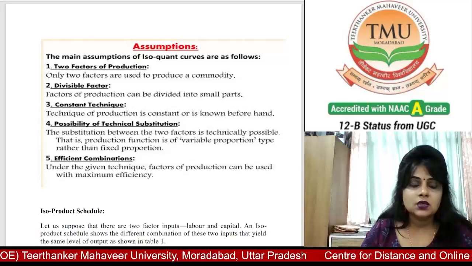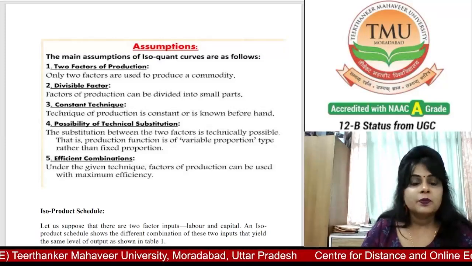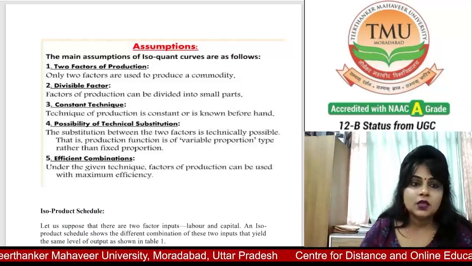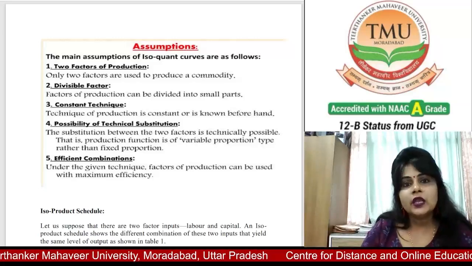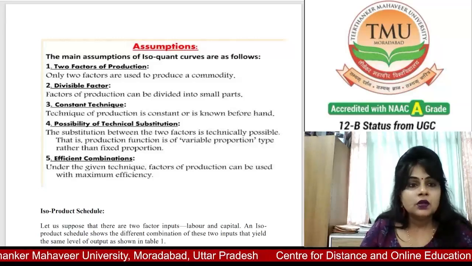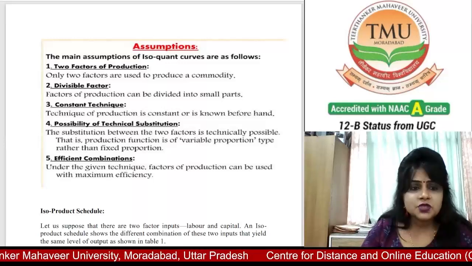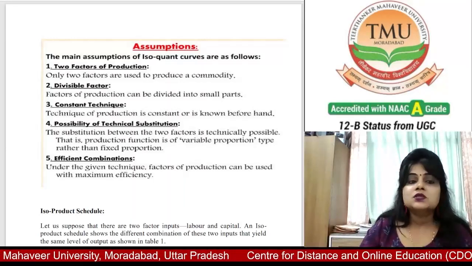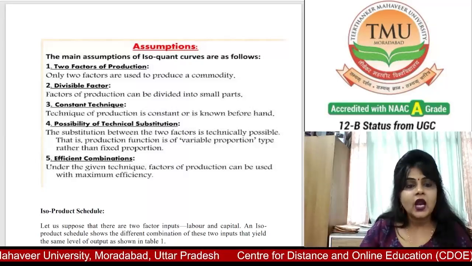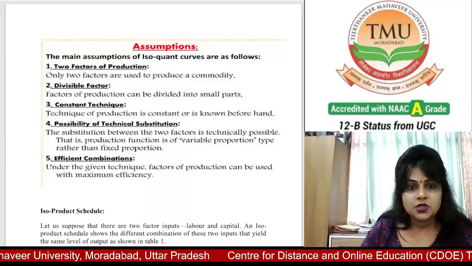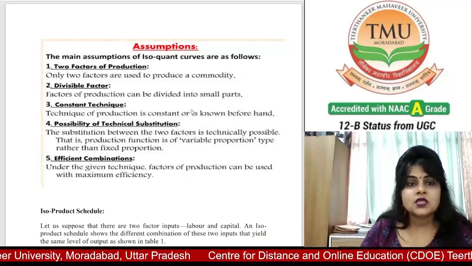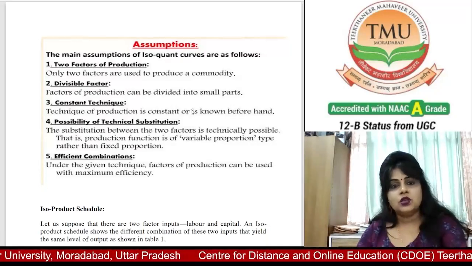Labor is symbolically represented as L, and capital is symbolically represented as K, to produce a commodity X. Labor and capital can be substituted for each other up to a certain limit at a diminishing rate of substitution. I think you have understood the assumptions of the isoquant.